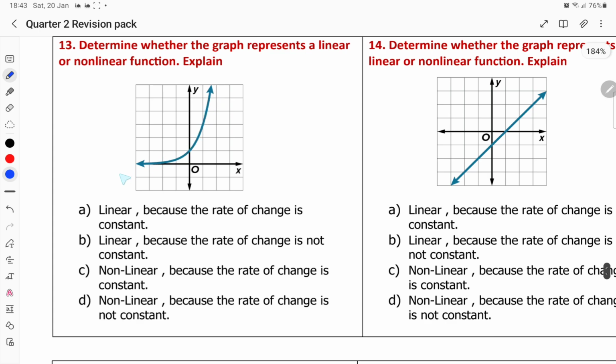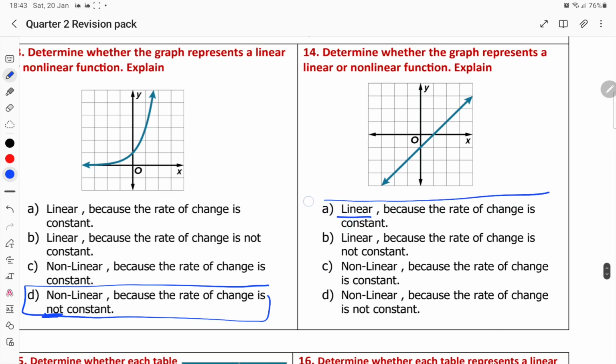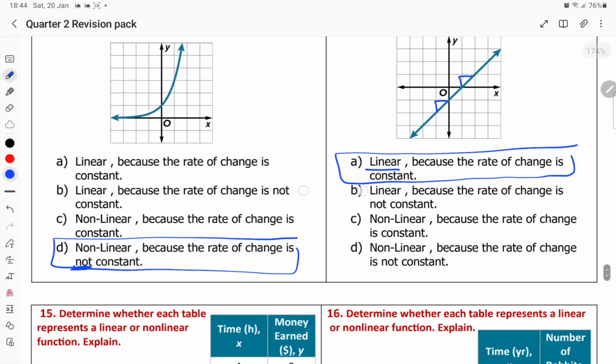Let's solve this. Is this a straight line? No. So this is non-linear because the rate of change is not constant. If you notice here, the rate of change is moving slowly, and then suddenly the rate of change becomes very high. This one here is a straight line. So this one is linear because the rate of change is constant. If you want to find the slope at any point, it will be the same thing. At any 2 points, it will be the same slope or the same rate of change.